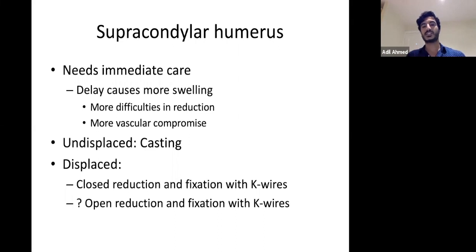Displaced ones, as we discussed, will need surgery for a closed reduction initially. If that fails, then an open reduction with a lazy incision over the anterior aspect of the forearm. Usually not done though. Closed reduction normally works, and fixation with K-wires. And the K-wires, the gold standard is 2mm K-wires, according to the BOAST guidelines.